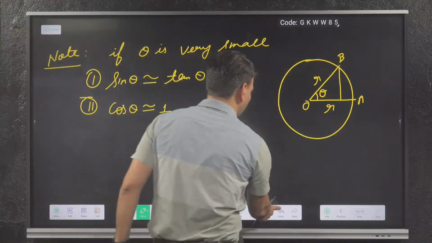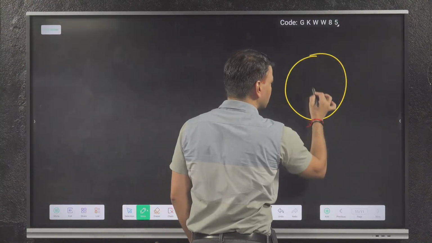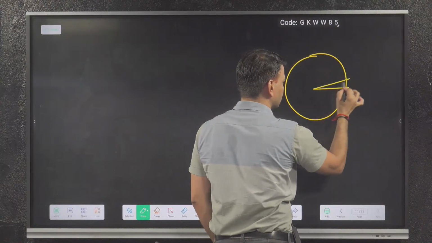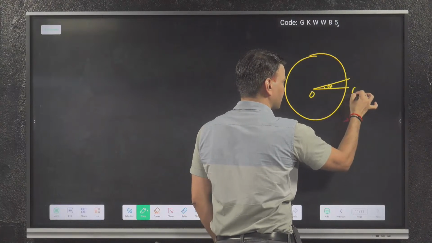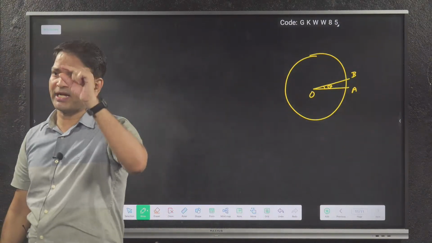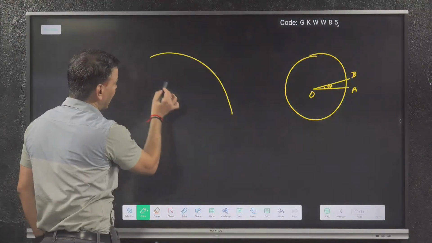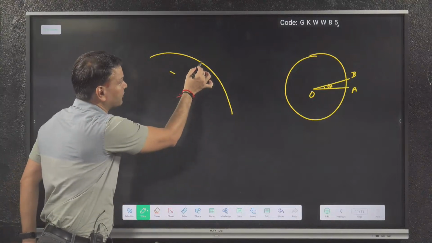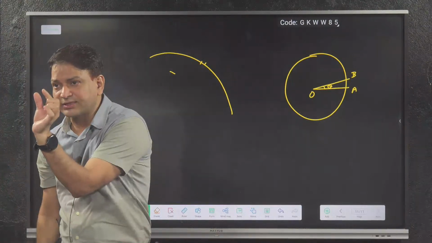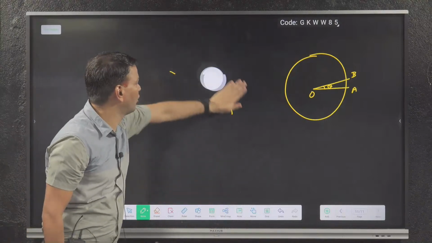When theta is very small, this arc will appear as a straight line. Everybody getting or not? When you are taking a small portion of the arc, it will appear as a straight line. Arc is a part of the circle, but if I am taking a small part of the circle, then it will appear as a straight line or not? Yes or no?